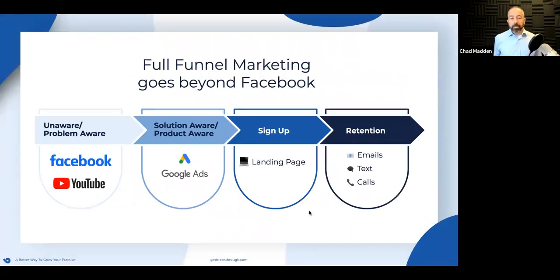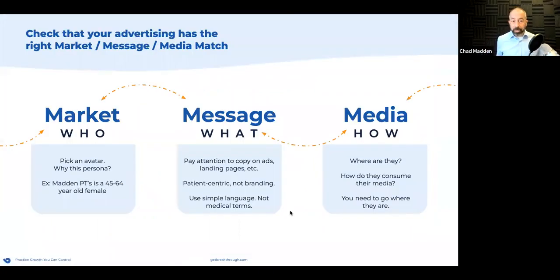And then full funnel marketing goes beyond Facebook. Here we're going to focus on Google and YouTube. We have the unaware, the problem aware, the solution aware as well. Ultimately, with whatever media we're doing, there has to be some sort of sign up, and we're going to show you an example of a landing page here. Then ultimately retention as well. As you're getting people to raise their hand in your area with your effective advertising, you ultimately have to convert them over to a paying patient. Otherwise, we're just focused on vanity metrics.